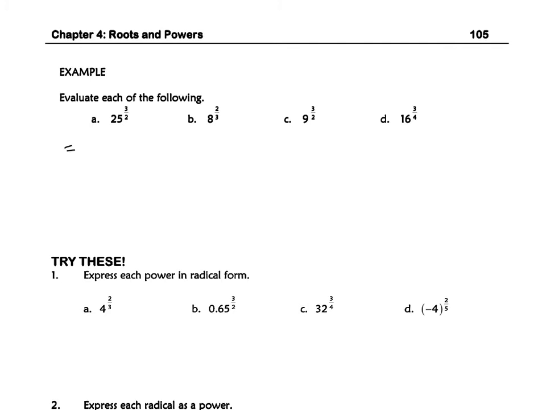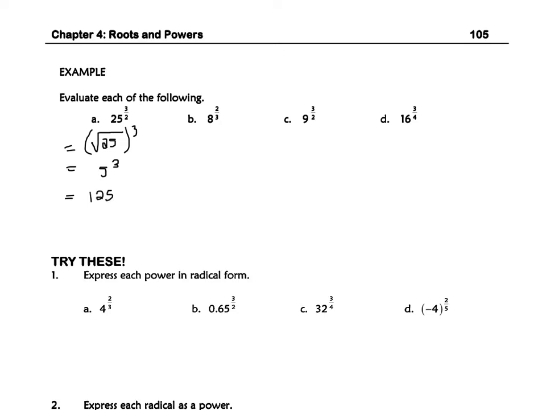So we've got 25 to the power of 3 over 2. Whatever's in the bottom goes with the root sign. So I tend to do the root part first. That would be the square root of 25 all cubed. So that would be 5 cubed, which would be 125.